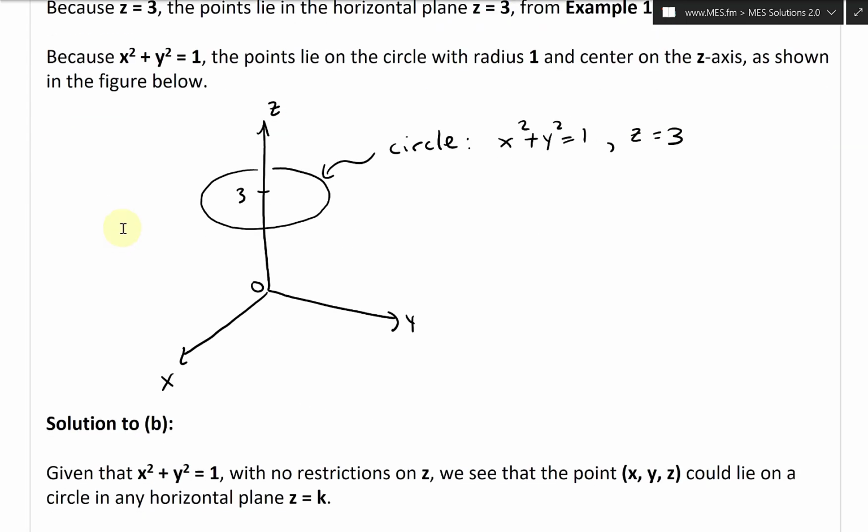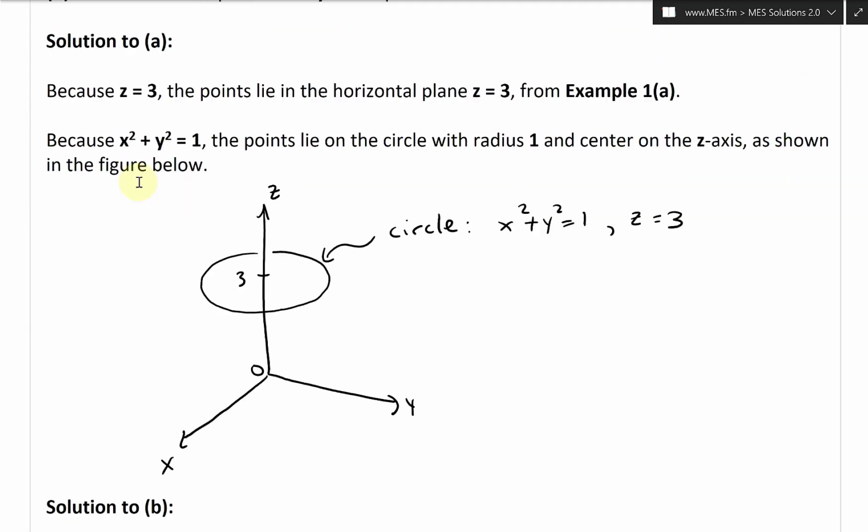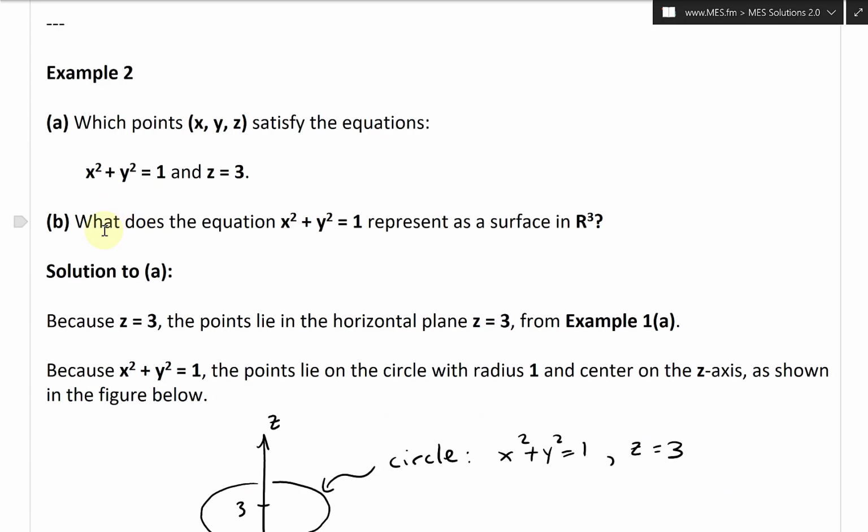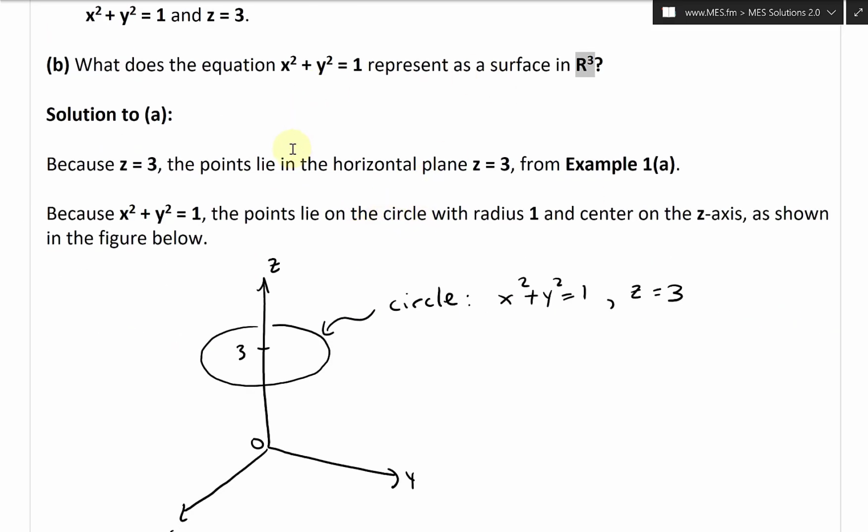All right, so now let's take a look at the solution to B. So B is here. We're given: what does the equation x squared plus y squared equals 1 represent as a surface in R3, in other words, in 3 dimensions?